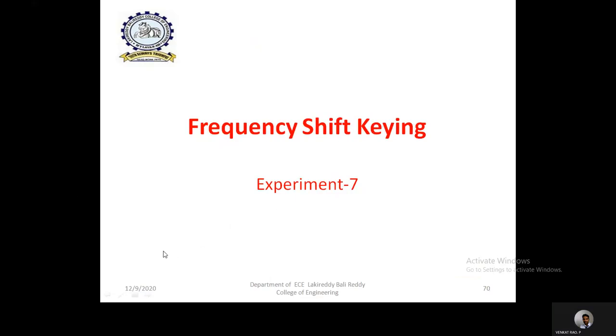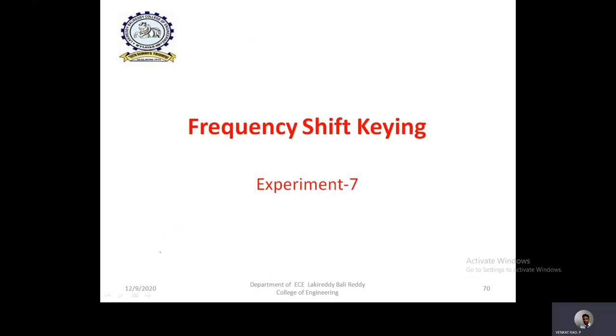In a digital communication system, there are amplitude shift keying, phase shift keying, and frequency shift keying. Amplitude shift keying and phase shift keying we have already discussed. Now we'll see what frequency shift keying is. I will explain in a very simple way, then we'll move on to the experimental analysis.